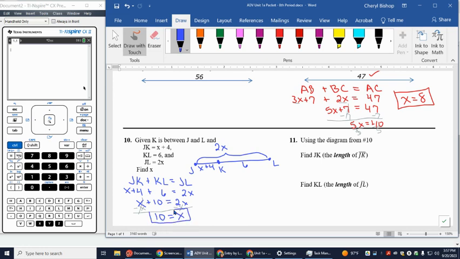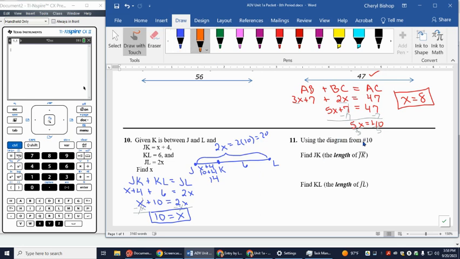Again, you can plug it back in just to check your work. If I put a 10 in here, that's going to give me a 14 on this side. If I put a 10 in here, 2 times 10 is going to give me 20. And then if I check, 14 plus 6 is 20. So it worked. I feel confident that I'm right.